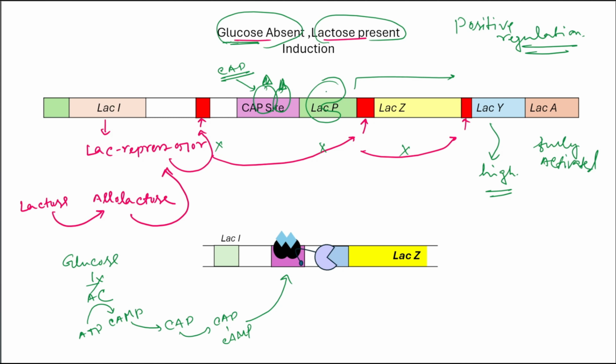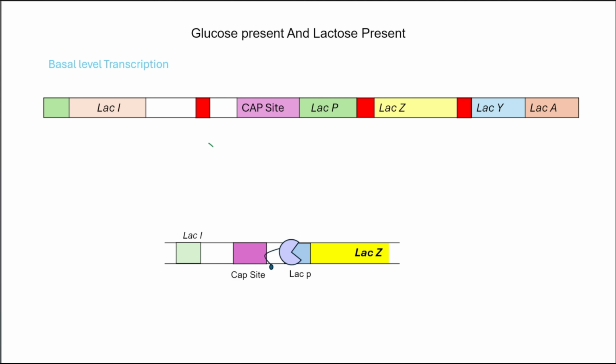So this is also called induction. Where the lac operon is induced, that's why it's called induction. So if the glucose is absent and lactose is present, then the transcription level is high. So if the lactose is present and glucose is also present, then what will happen?